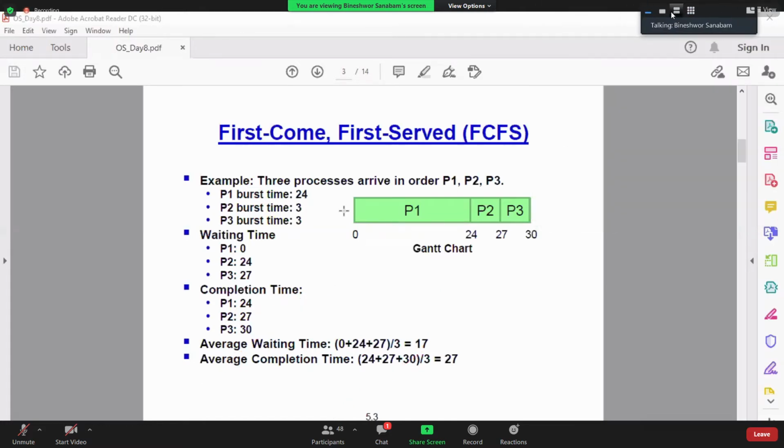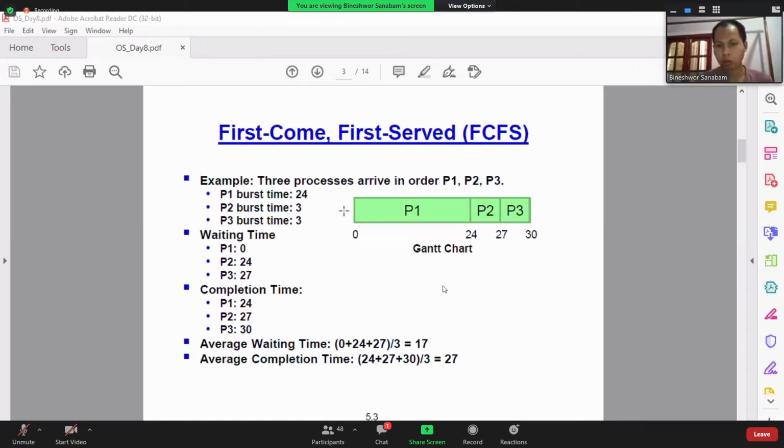So using this chart, which we call a Gantt chart, this pictorial representation gives you how the processes will be completed. Once you have this question, just try to draw this. You make a line or a box like this, where below it gives you the time line.